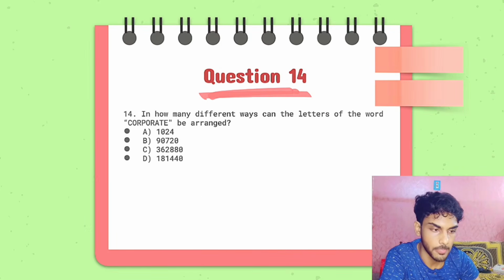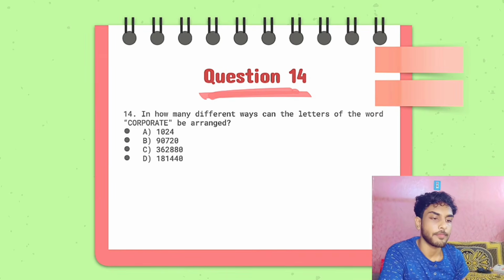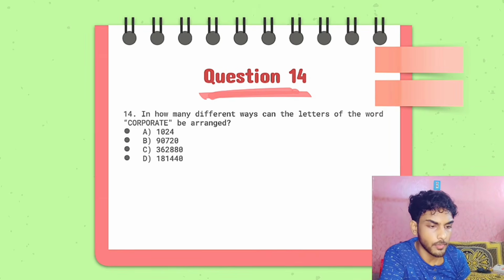Let's go to the next question. The next question is from permutations and combinations. In how many different ways can the letters of the word corporate be arranged? The options are pretty huge, exactly like the corporate stress. Sorry for the lame joke.